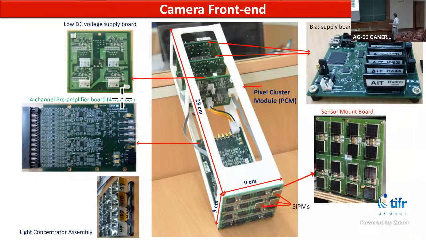So this is the camera front end. Here you can see the pixel cluster module. This is the sensor mount board, where SiPMs are mounted. And this is a bias supply board. It caters bias to 8 SiPMs, so 2 such cards are there. There is another low DC voltage supply board which supplies DC voltage to all the electronics in the front end. This is the light concentrator assembly, which is mounted at the front of the sensor mount board.